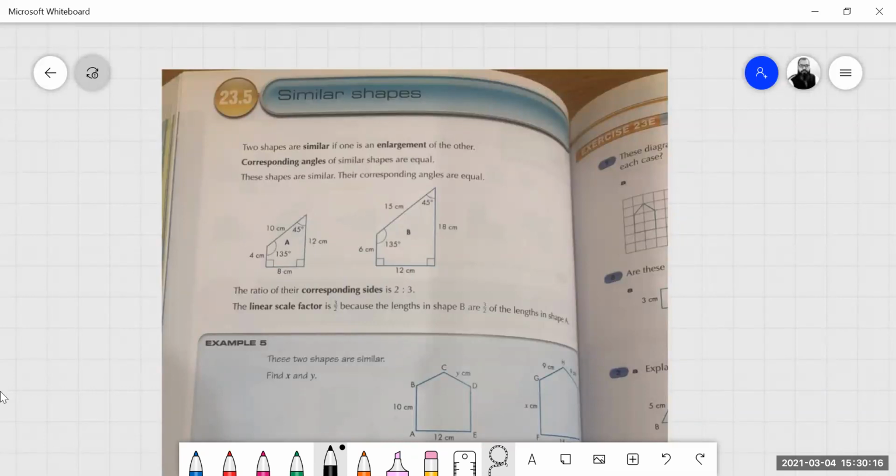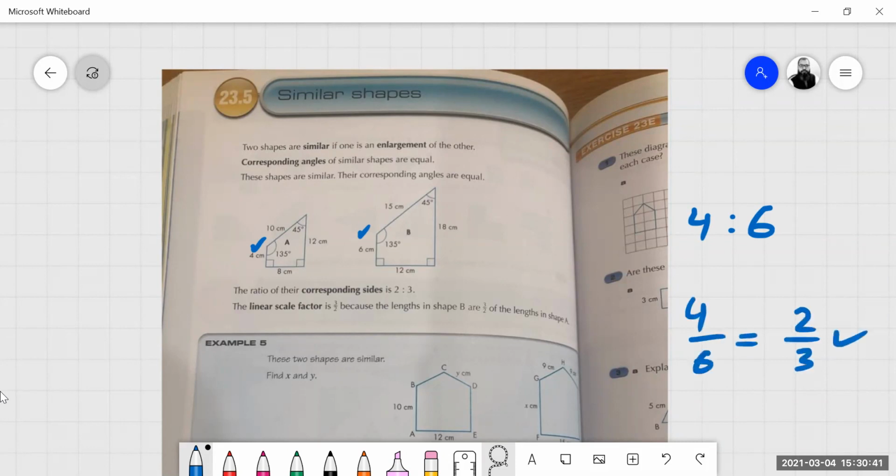Do you understand what the ratio means? I didn't understand. Okay, look at this. The first one, 4 and 6. This is a sign for ratio. This ratio is the same as division. So the simplest form of 4 over 6 will be 2 over 3. Look here, 2 over 3 ratio.